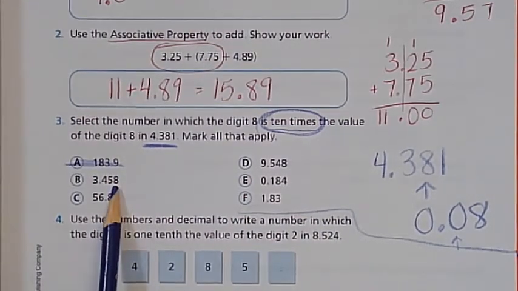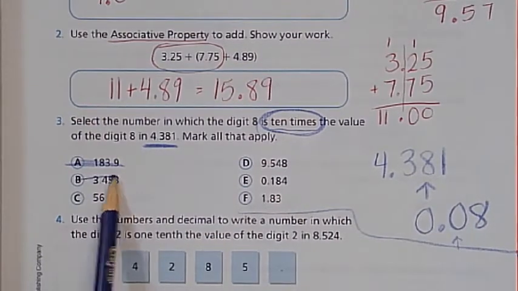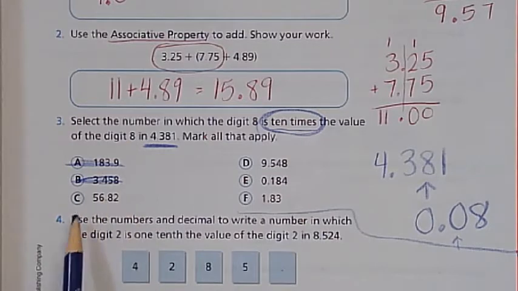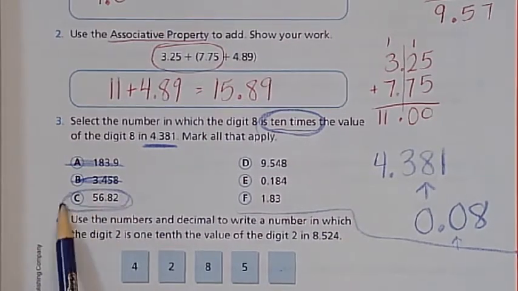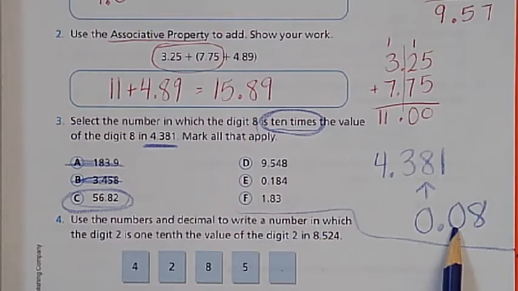This 8 is in the thousandths place, which is over here. So that's actually smaller, which does not work. This one has an 8 in the 10th place because, like I said, this is in the 100th place. 10 times bigger means I need an 8 in the 10th place.